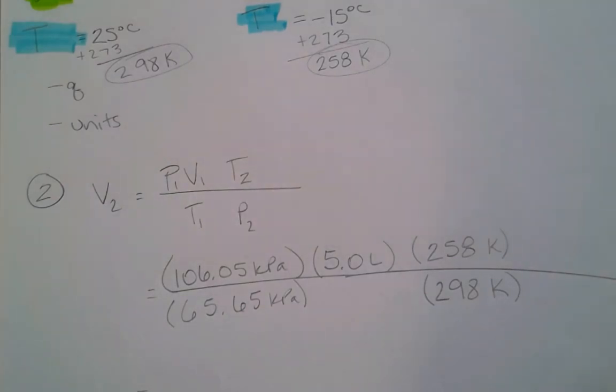That went way too fast. Rewind, look at your setup. I just pulled those numbers right from your setup. So your ones are your start condition: start pressure, start volume, start temperature. Your twos are your end condition: end temperature, end pressure. In your final step, plug that into your calculator. So we've got 106.05 times 5 times 258. Those are all the things on top, equals, divide 65.65 equals, divide 298.